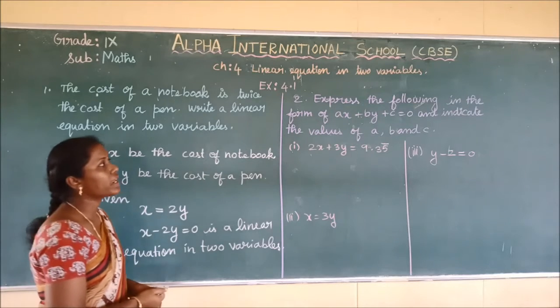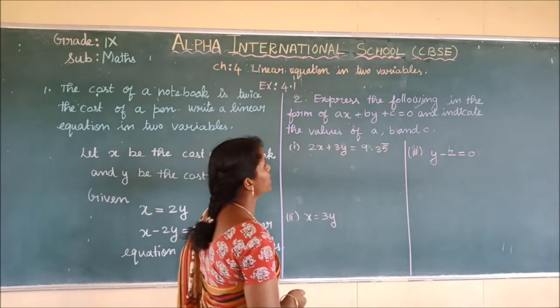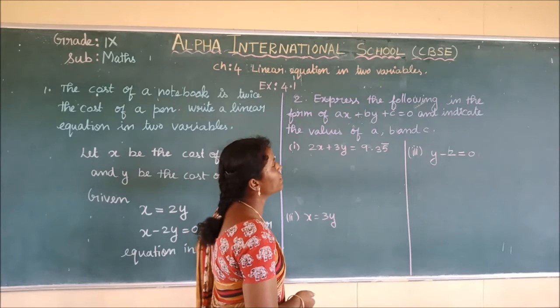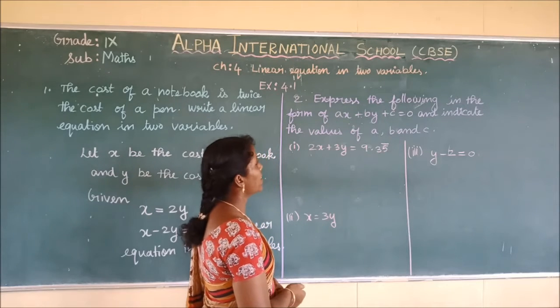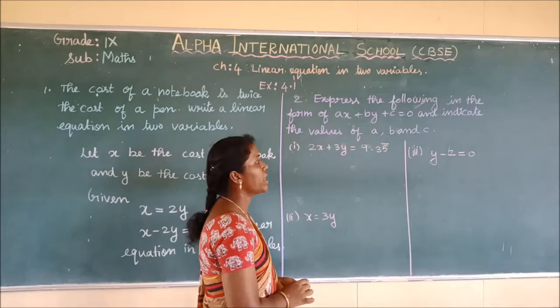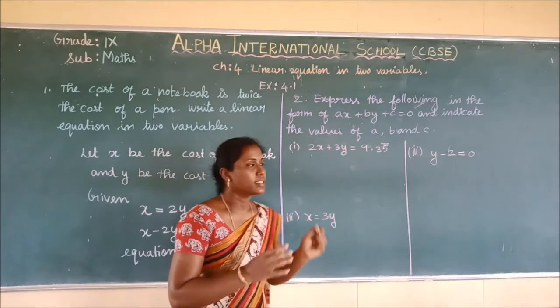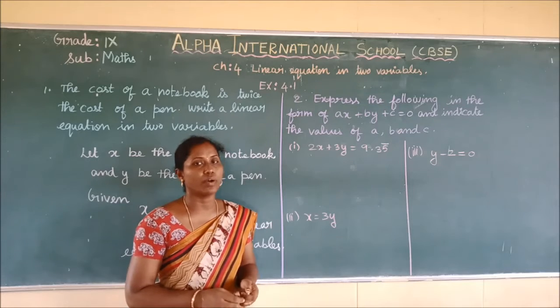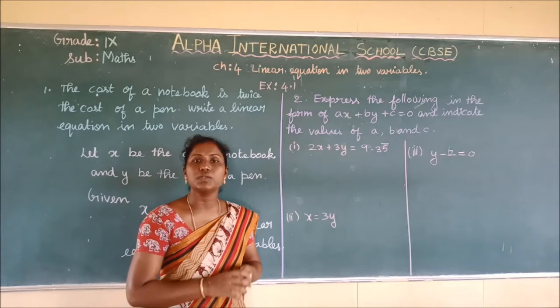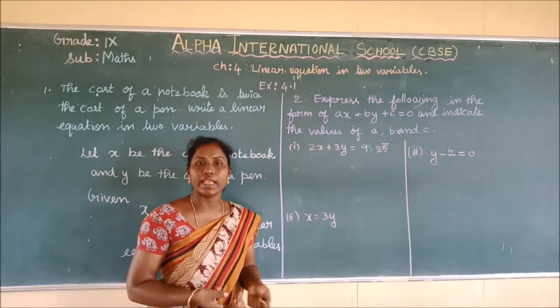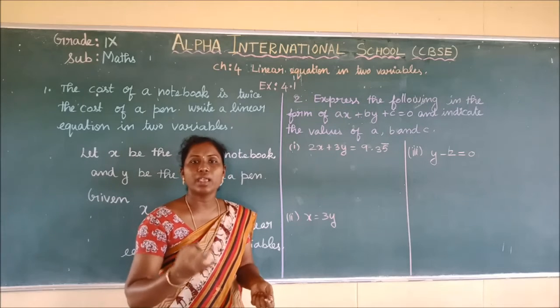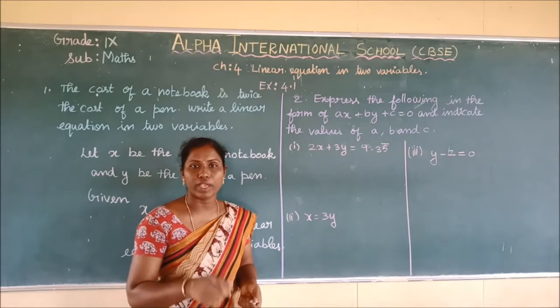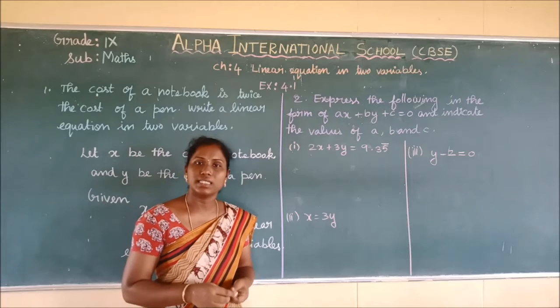Yes. What is the second question? Express the following in the form of ax plus by plus c is equal to 0 and indicate the values of a, b and c. Here some equations are given. We have to arrange or express the equations in the form of ax plus by plus c is equal to 0 and find the values of a, b and c. We have to identify the value of a, b and c.